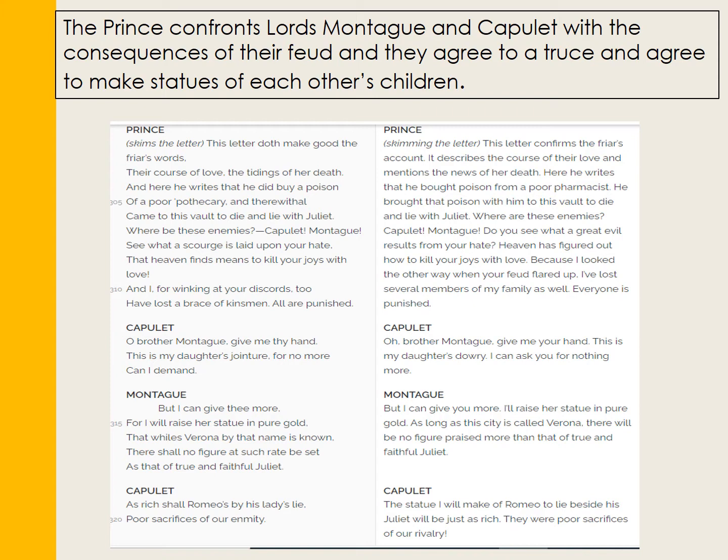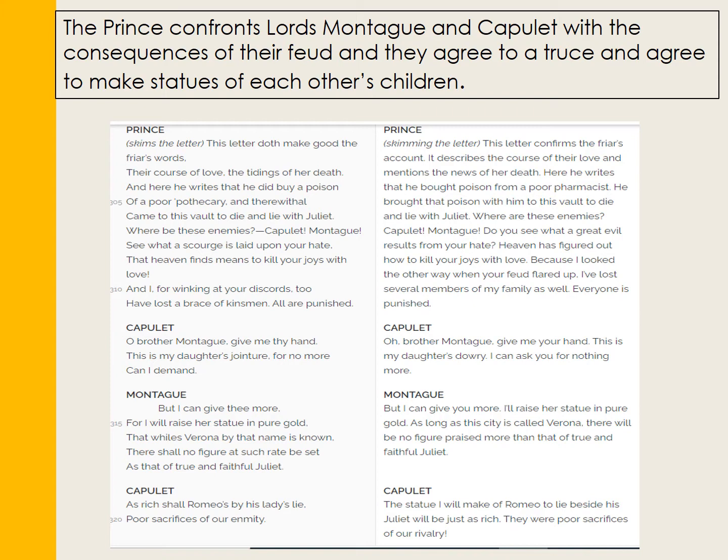"All are punished." And Capulet replies, "O brother Montague, give me thy hand. This is my daughter's jointure, for no more can I demand." Montague replies, "But I can give thee more, for I will raise her statue in pure gold, that whiles Verona by that name is known, there shall no figure at such rate be set as that of true and faithful Juliet." And Capulet says, "As rich shall Romeo's by his lady's lie, poor sacrifices of our enmity."